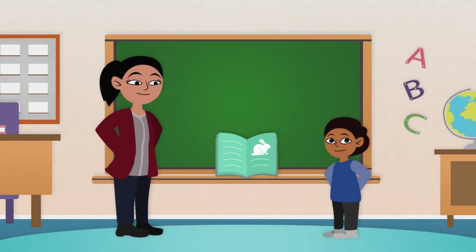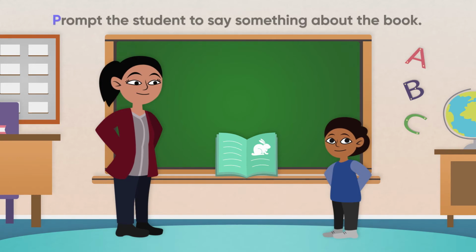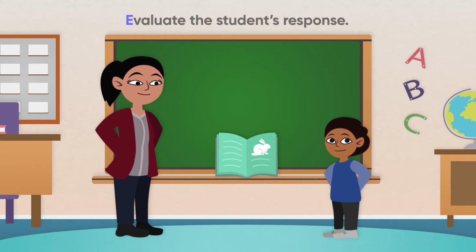A conversation may go like this. Prompt the student to say something about the book. "How did you know the rabbit was hungry?" "Growl." Evaluate the student's response. "That's right."